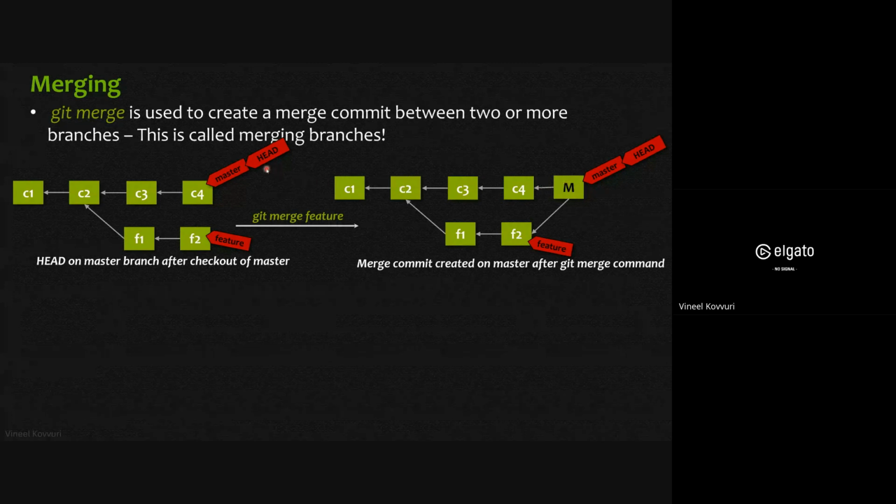So keep in mind, wherever you see head, that will be your active branch. On this left side, the head is on top of master, which means this thing, these C1, C2, C3, C4, is your active commits, active branch basically.